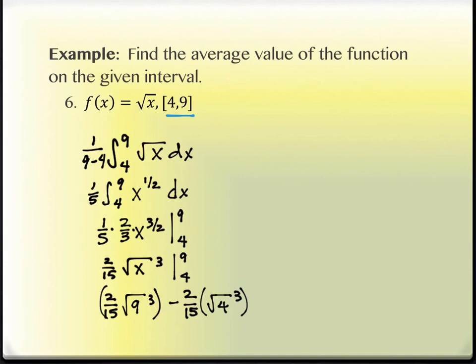So what's the square root of 9? 3, and then I've got 3 cubed, which is 27. So I have 2 over 15 times 27. And of course, you're welcome to grab your calculator to do that. You don't have to do it in your head. This one's just kind of friendly to do. And then over here, the square root of 4 is 2, and then 2 cubed would be 8.